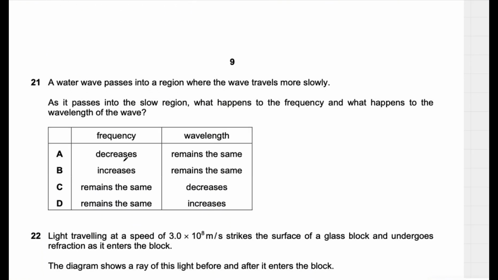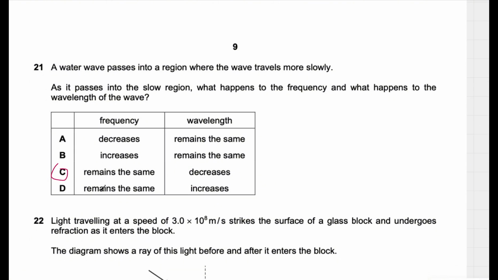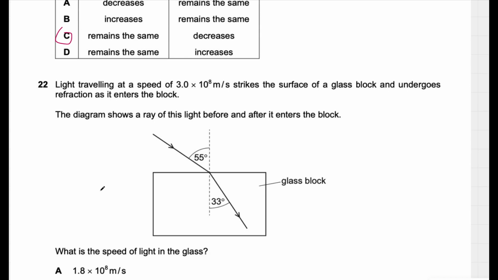Now we go to question 21. A water wave passes into a region where the wave travels more slowly. As it passes into the region, what happens to the frequency and the wavelength of the wave? If you move into a region where you are moving more slowly, the frequency will remain the same, but the wavelength will decrease. So our answer will be C, right?